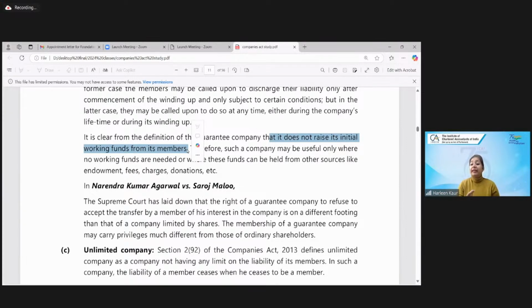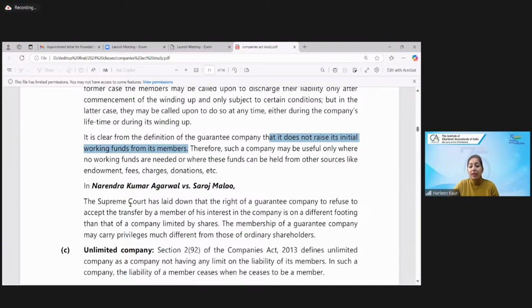And they have given the guarantee that I will pay 10,000, 5,000 and 2,000. Same example. Now when the company goes into winding up, then only A, B and C will be required to pay their money, not during the initial working capital. But what is the case of a company limited by shares? There too you're bringing the share capital. You're taking up the shares in the company and you're paying the amount for the share capital.